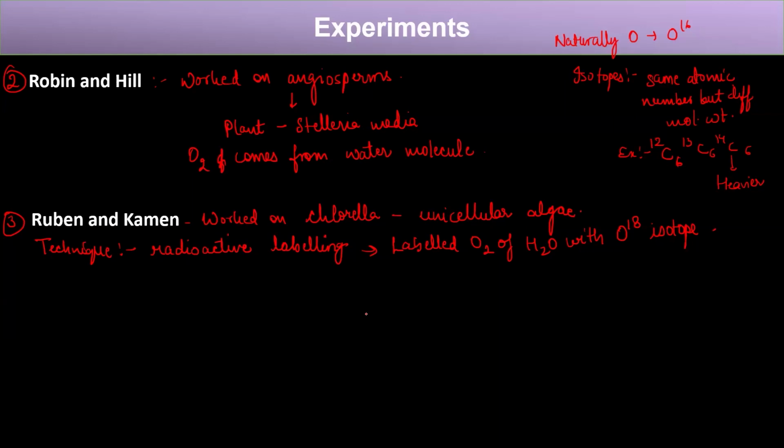So these scientists labeled the oxygen of the water molecule with O18, and the carbon dioxide they did not label with anything. So the oxygen of carbon dioxide was not labeled with anything. So the carbon dioxide will have O16.